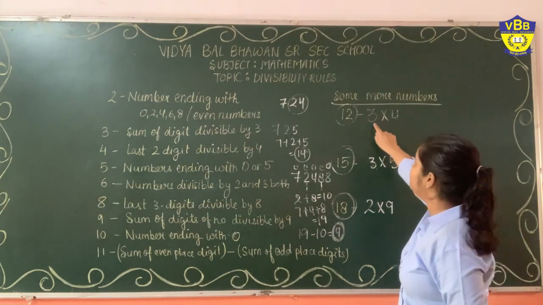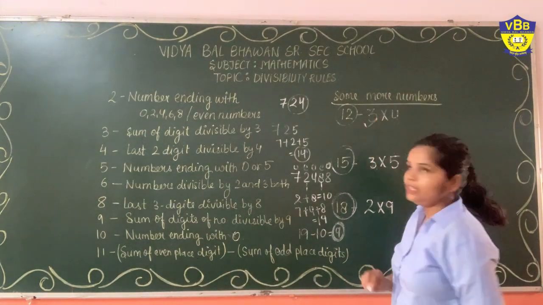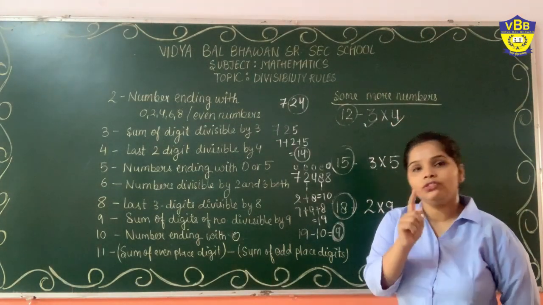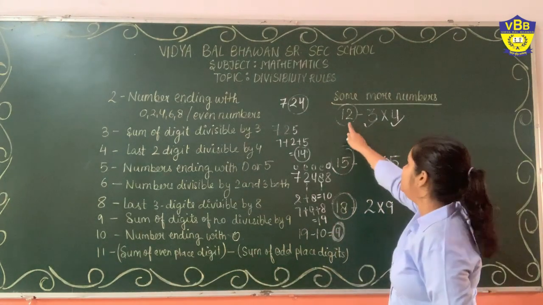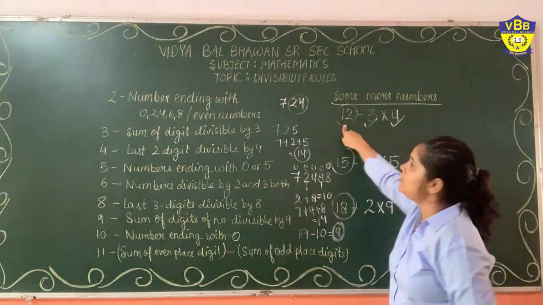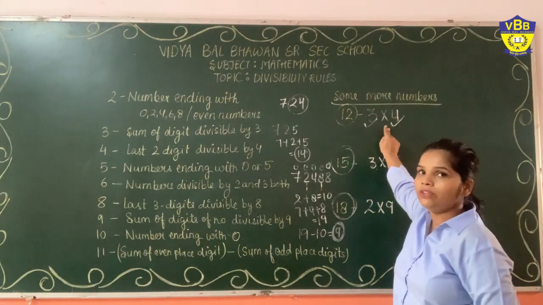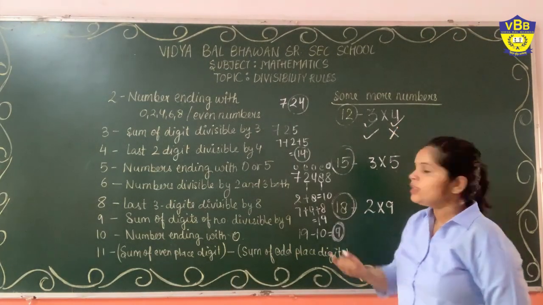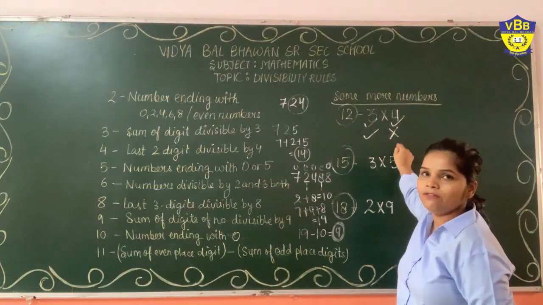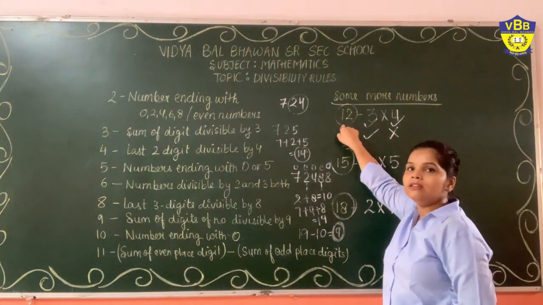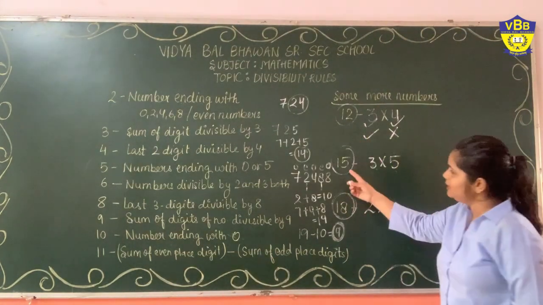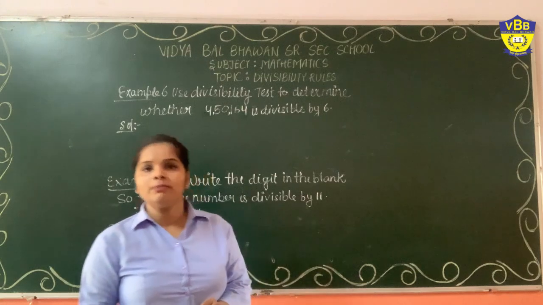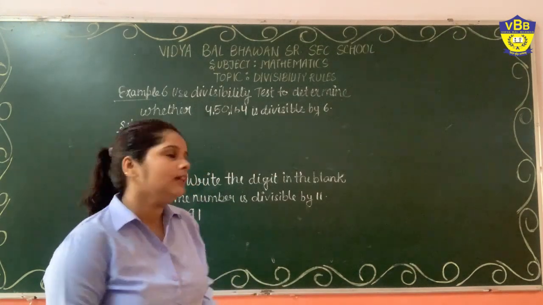Now how to check? If a number is divisible by 3 and 4 both, then it will be divisible by 12. If it is not divisible by either one of them, like it is divisible by 3 but not divisible by 4, then it will not be divisible by 12. Similar is the case with 15 and 18. So now let's do some examples to make it clear.